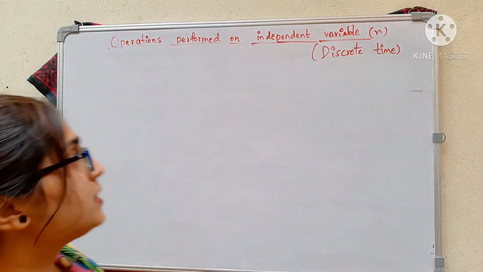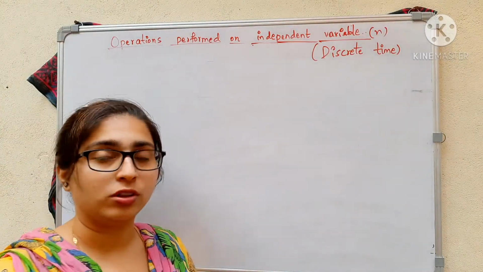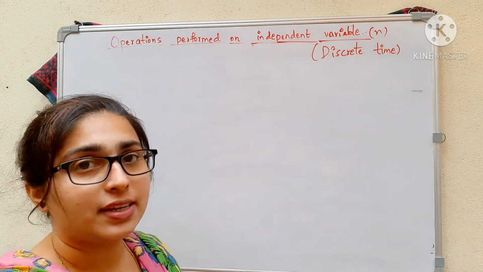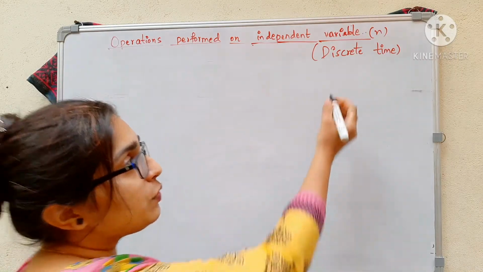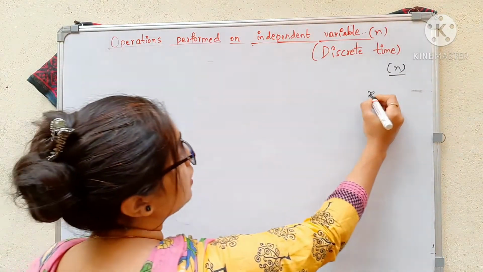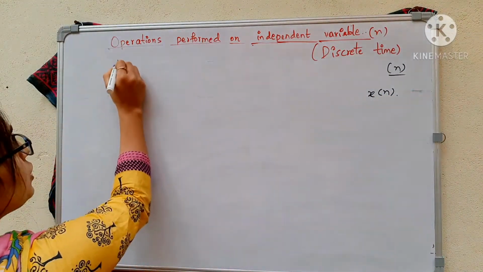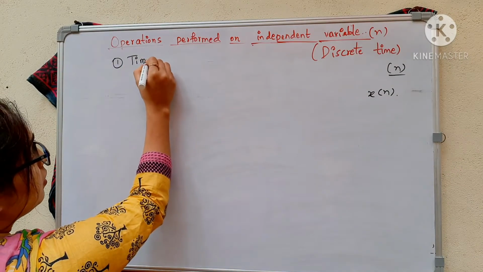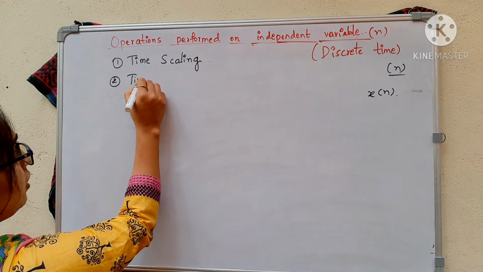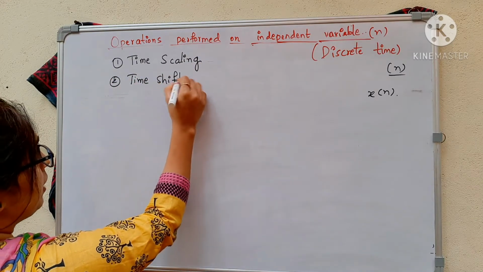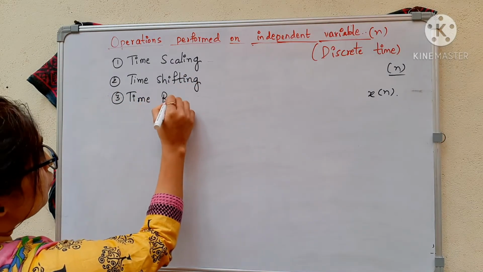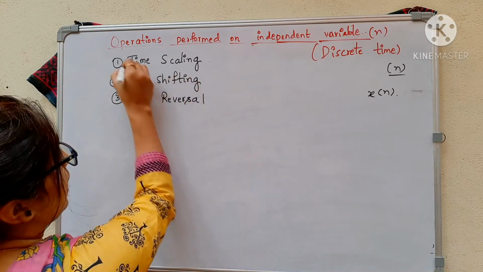In this video, we will be studying the operations which are performed on the independent variable for discrete time signals. In my previous video, I had discussed the continuous time signal. So we will consider the discrete time signal. Here we will be considering n, so x of n is our discrete signal. The operations which are performed will be time scaling, time shifting, and time reversal. First, let us discuss time scaling.